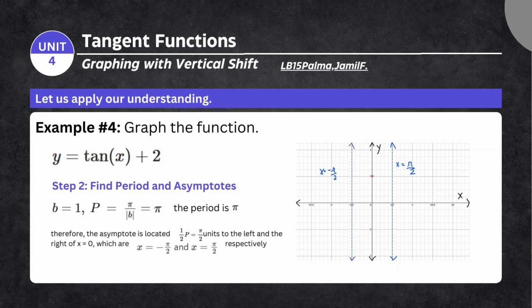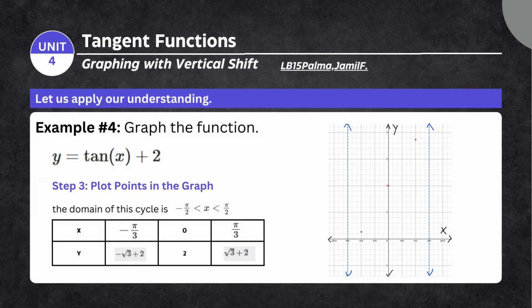The next step is to find the period and the asymptotes. b is equal to 1. Period is equal to pi over the absolute value of b, which in our problem is equal to pi. Therefore, the asymptotes are located pi over 2 units to the left and the right of x equals 0, which are x equals negative pi over 2 and x equals pi over 2 respectively.